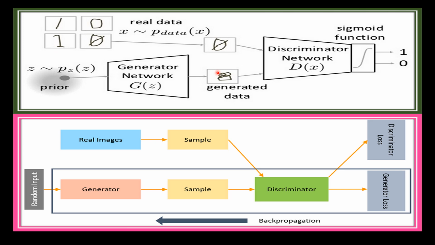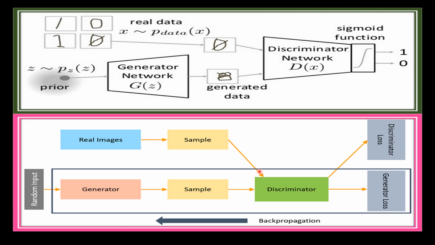So in a GAN, there are two neural networks, a generator and a discriminator. The generator's job is to create new data that resembles the training data, while the discriminator's job is to distinguish between the real data from the training set and the generated data from the generator.